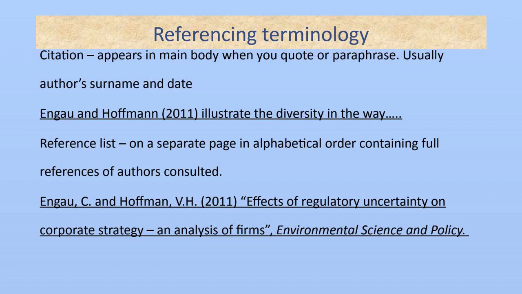The citation appears in the main body when you quote or paraphrase, usually the author's surname and date. I'm sure you've been told so far, or it's within your coursework brief, to keep the quotations to a minimum. Okay, keep quotations to a minimum. Can you put in the chat why you think quotations should be minimized? Why do you think your coursework shouldn't be flooded with too many quotations?